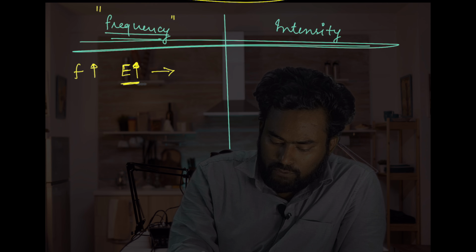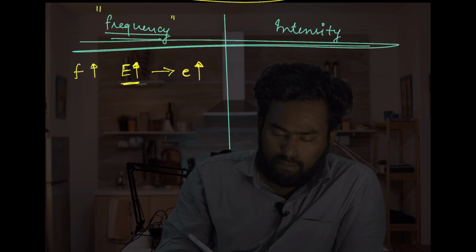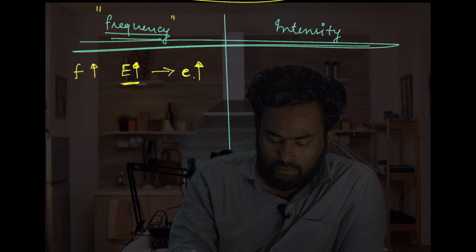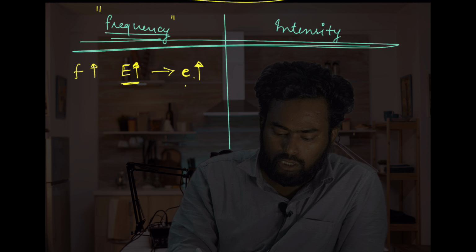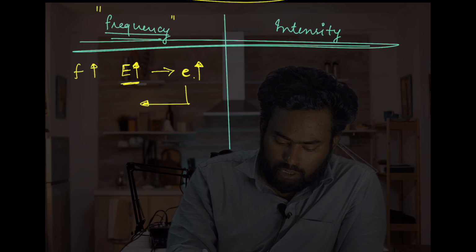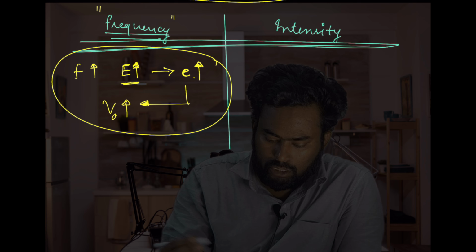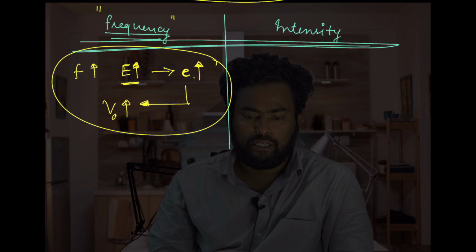Now more energy to photons means the electrons that will come out will also have more energy. So the energy of the photoelectrons will also be more. So in order to stop those photoelectrons, more potential will be required. So stopping potential will also be more. So this is the whole effect of frequency.